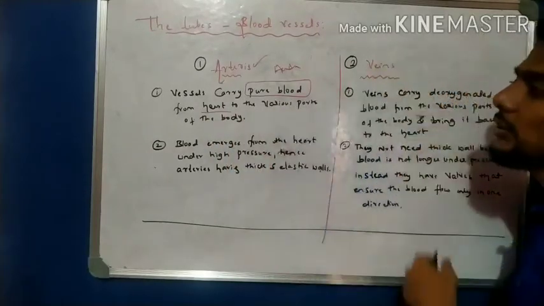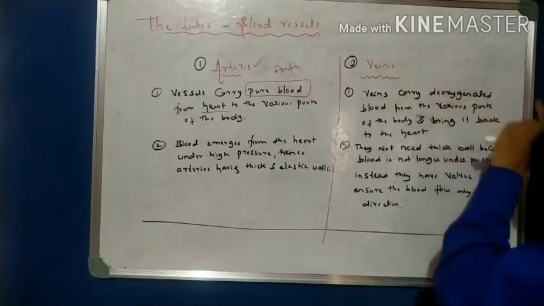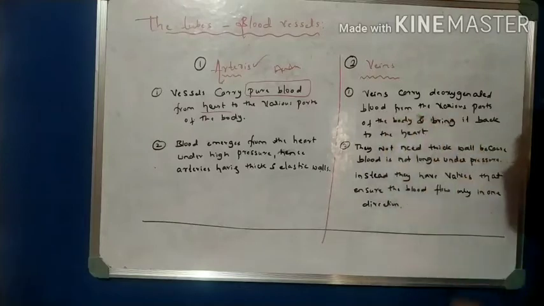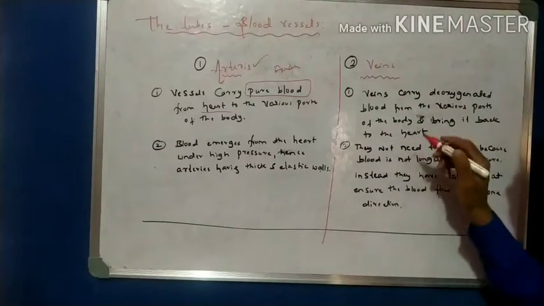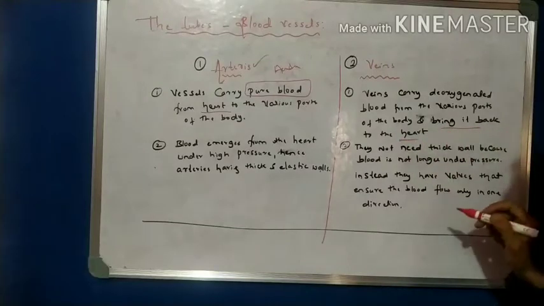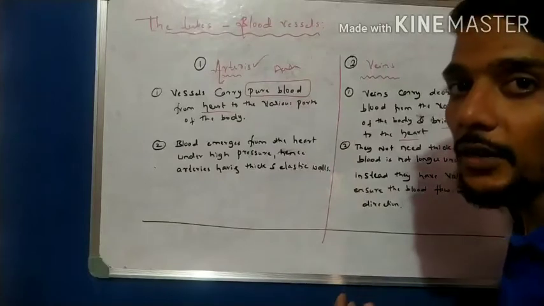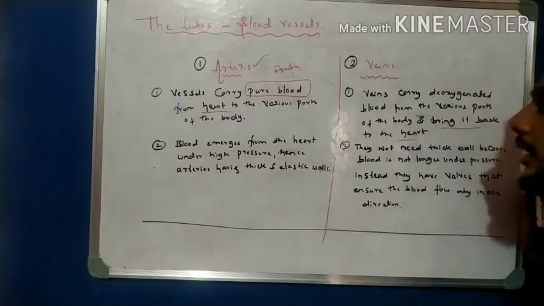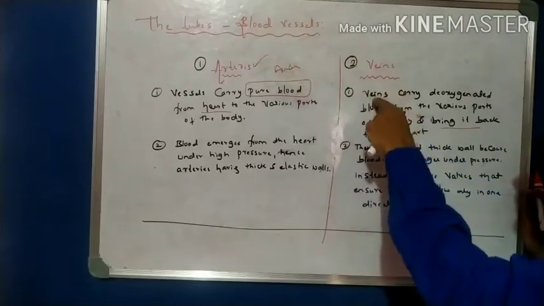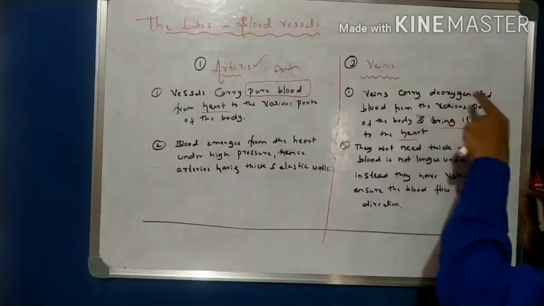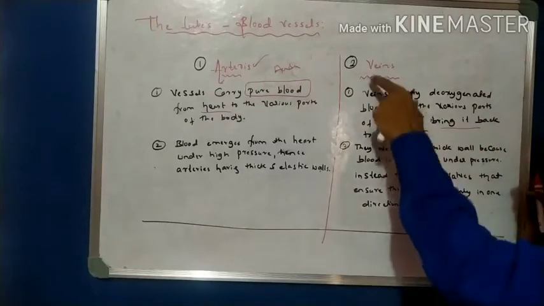Now come to the next, veins. Veins are the opposite. Veins carry deoxygenated blood, impure blood, from the various parts of the body and bring it back to the heart, through the right atrium to the right ventricle. So that is what veins are. Veins are nothing but the blood vessels which carry deoxygenated blood from the various parts of the body and bring it back to the heart. So that is about the veins.